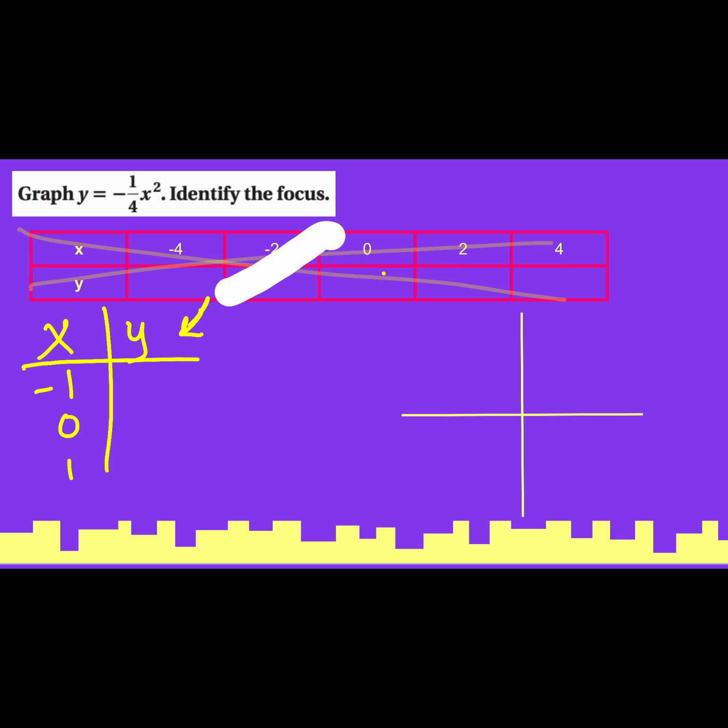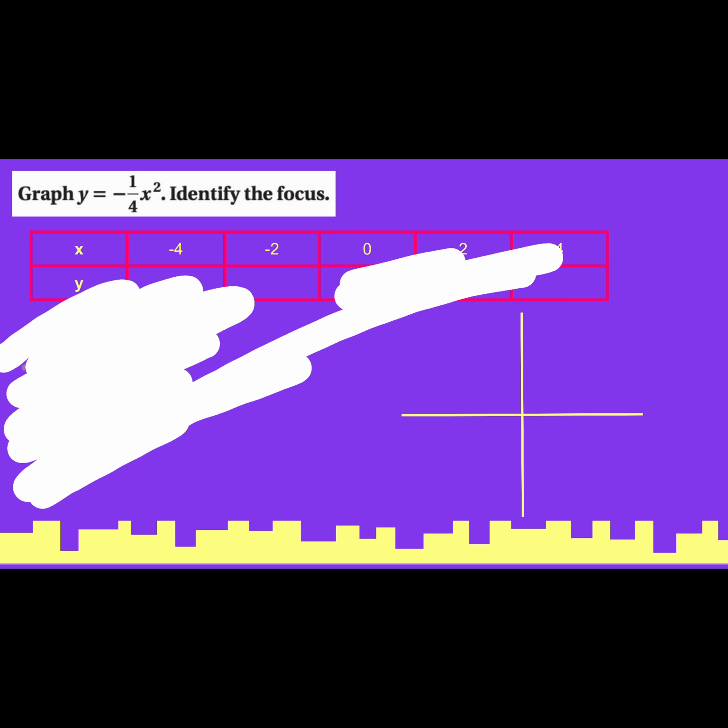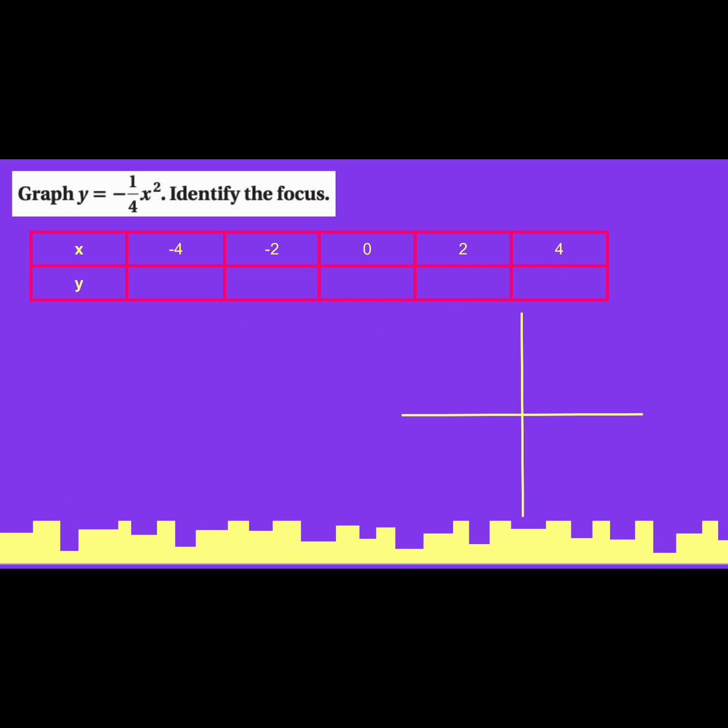Actually, I'm going to backtrack. We plug negative 4 in for x. Negative 4 squared is what? 16. Good. Negative 1/4 times 16. 1 times 16 is 16. 16 divided by 4 is 4, and there's a negative in front, so we have negative 4. Perfect. Negative 2 squared is what?